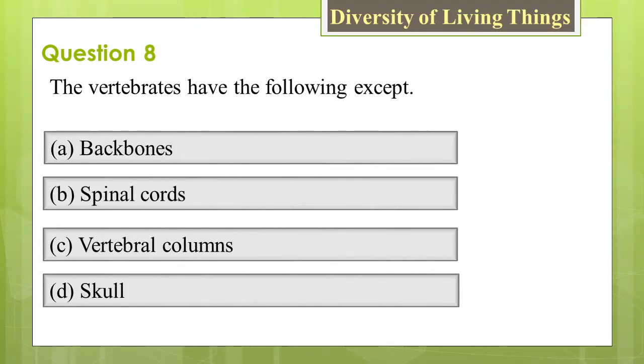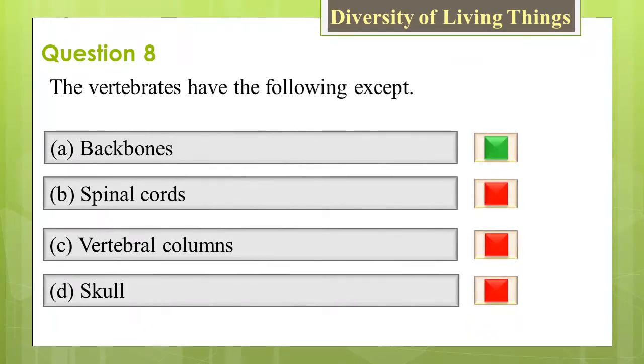Question 8. The vertebrates have the following except A. Backbones. B. Spinal cords. C. Vertebral columns. D. Skull. Which one is the best option? The best alternative is A. Backbones.